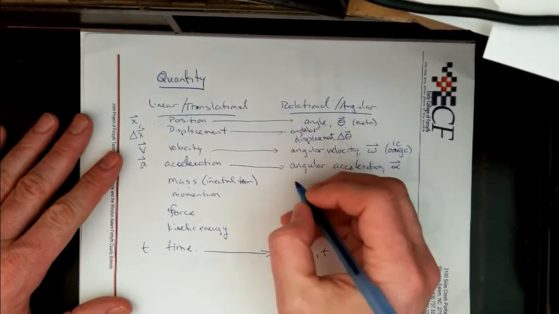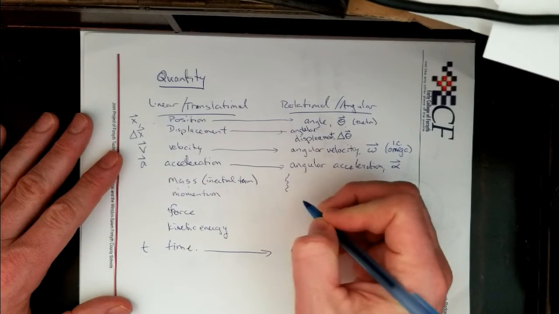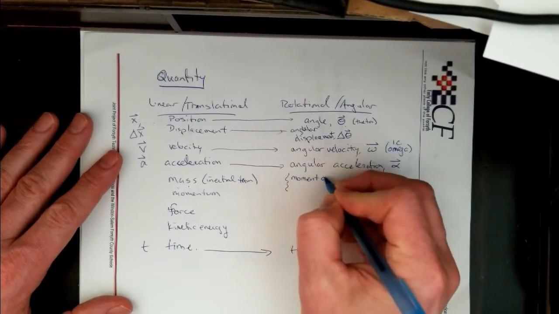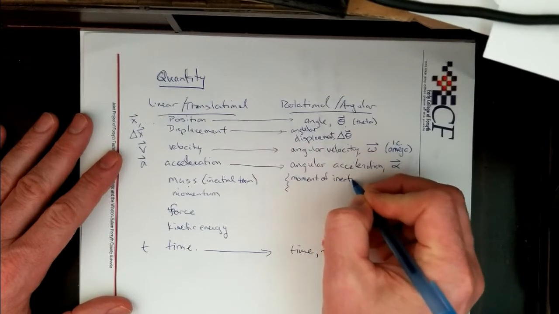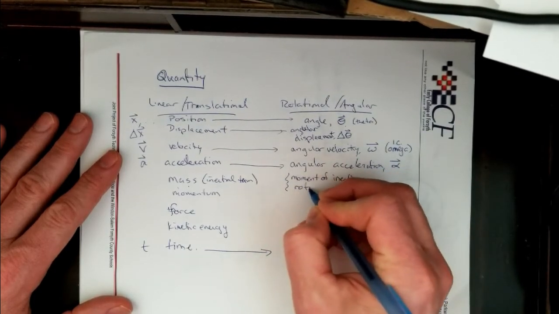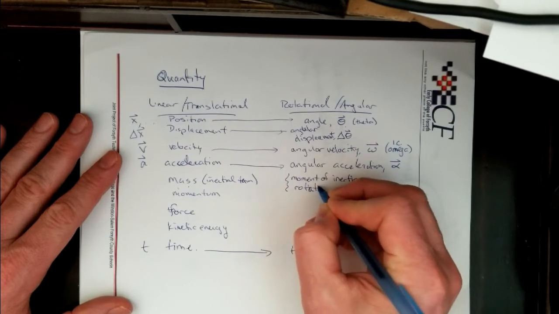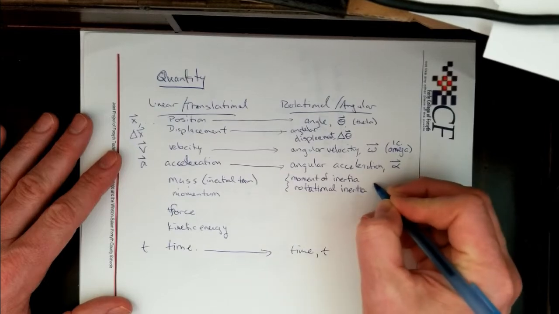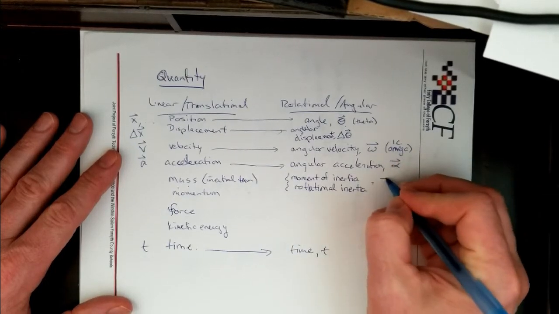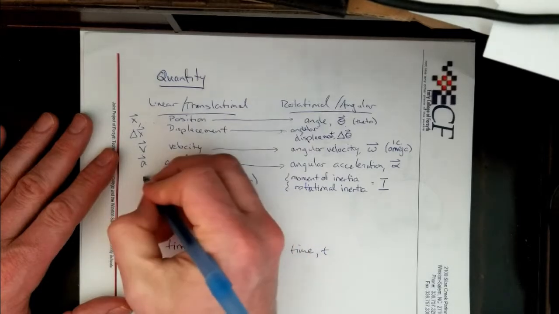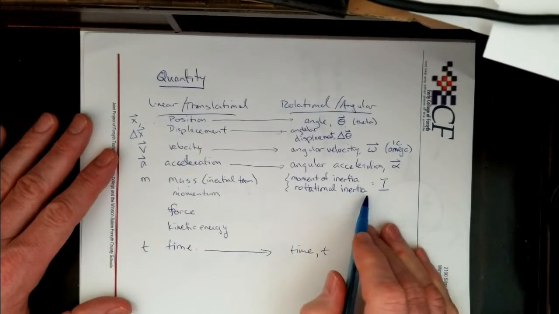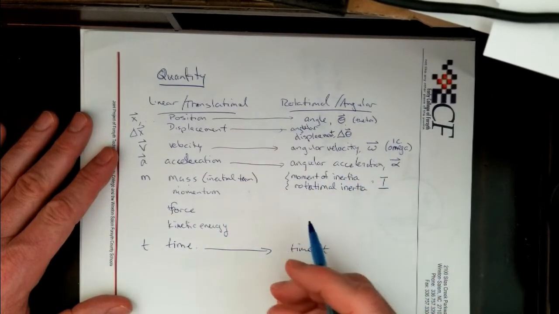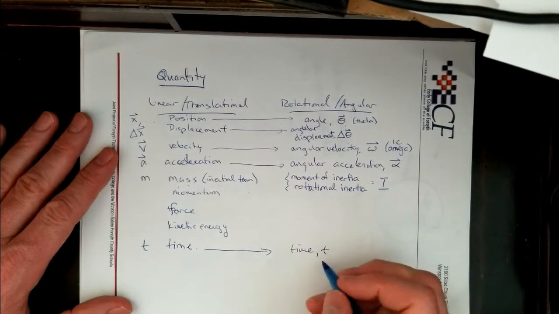There is a rotational equivalent. It has actually two names, and I will flip back and forth between them. One of them is moment of inertia, and the other term that seems to be more in vogue now is rotational inertia. The symbol for it, and this is the first non-Greek letter, is an I. It is not a vector quantity, just like mass is not a vector quantity. This deals with the resistance of an object to rotate, to have angular acceleration.